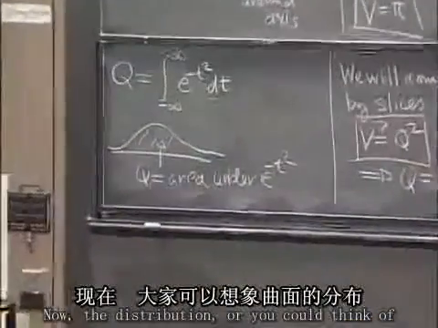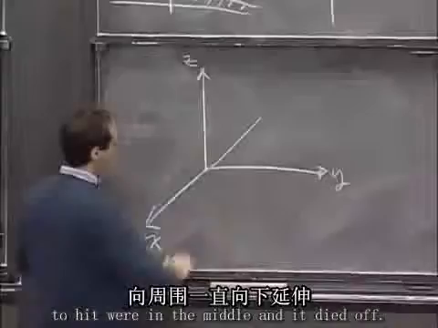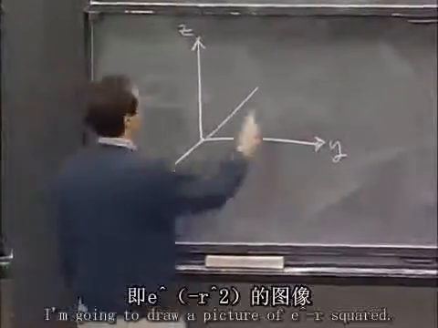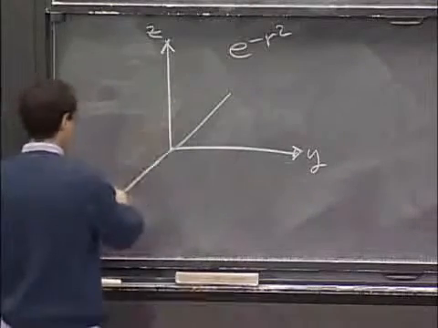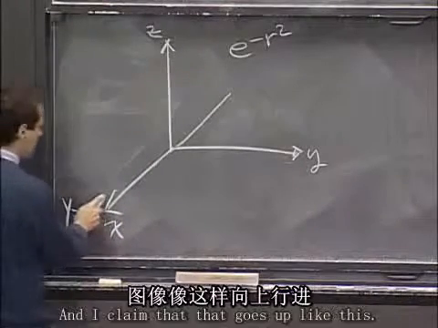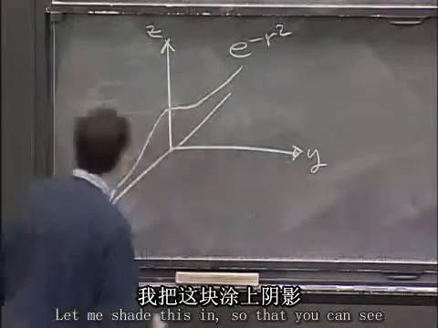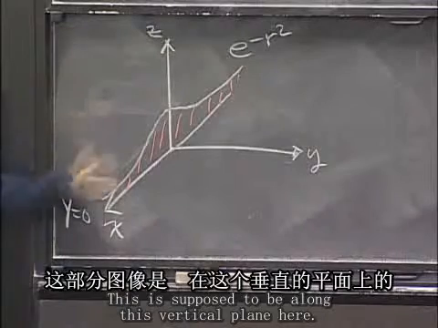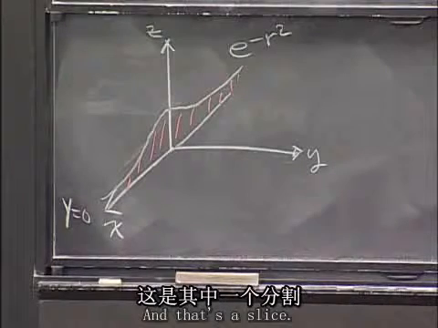Now, the distribution, or you could think of this target in the plane where the most likely places to hit were in the middle, and it died off as we went down. Now, I want to draw a picture of this graph. I'm going to draw a picture of e to the minus r squared. And it's basically a hump. So I'm going to take the slice along y equals 0, the y equals 0 slice. And I claim that that goes up like this and then comes back down. And let me shade this in so that you can see what kind of a slice this is. This is supposed to be along this vertical plane here, which is coming out of the blackboard and coming towards you. And that's a slice.